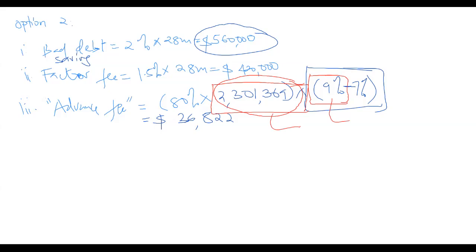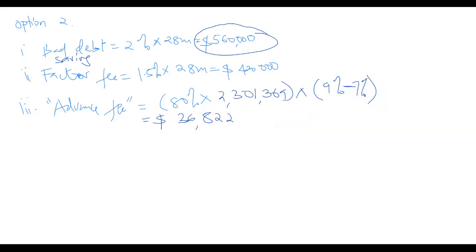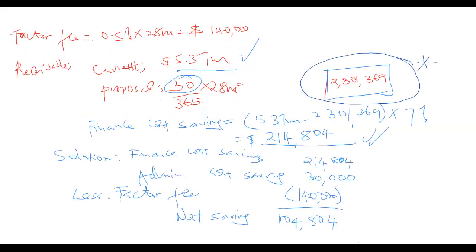Okay. Michael, you have a question? Yes, sir. You're saying the calculations for option two are finished, but I think we need to, now that the factor is catering for 80% of our receivables, take the 20% from the bank. Which we did here. If you check here, let me just take you back. So we will say that the finance cost saving remains the same, isn't it? The bank continues financing you at 7%.